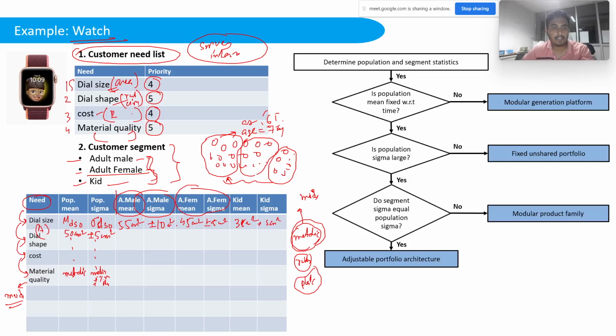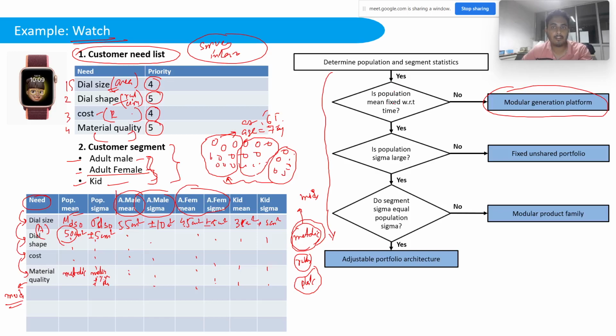But when you add all three means and divide by 3, you end up getting 50 centimeters square, which is the population mean. So similarly, you fill this table and use this sort of decision tree to make a decision about what sort of architecture you will require. Clear?